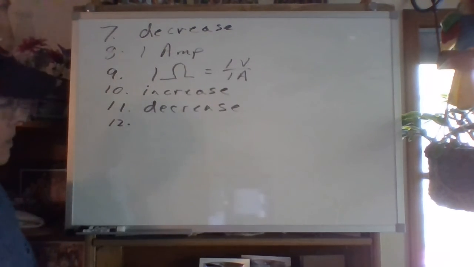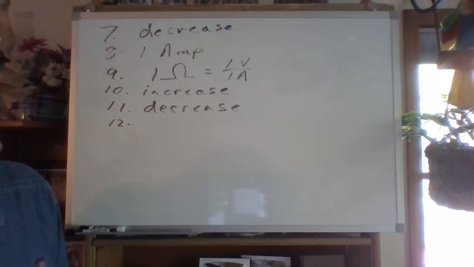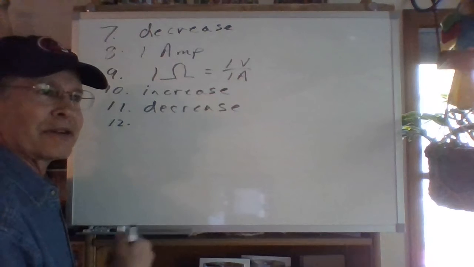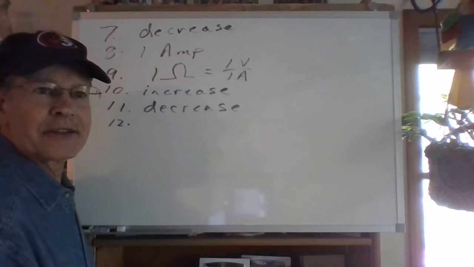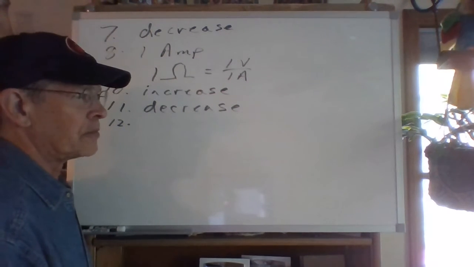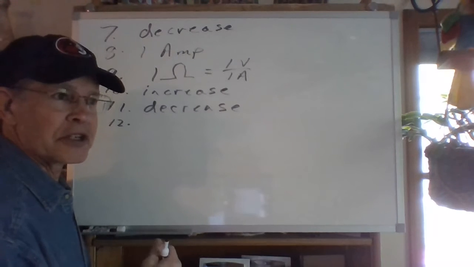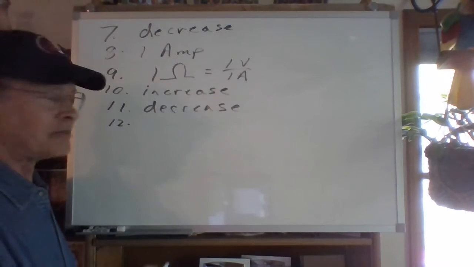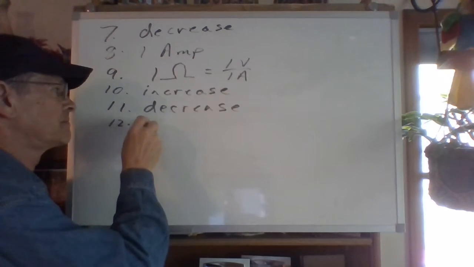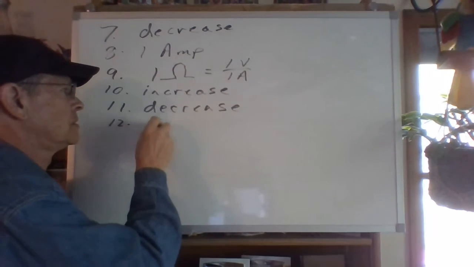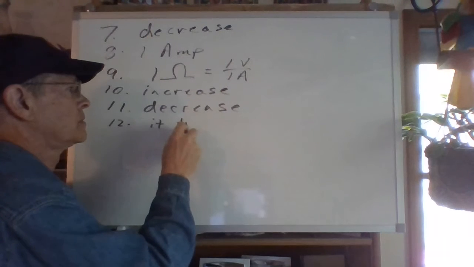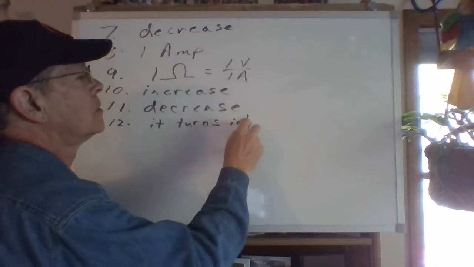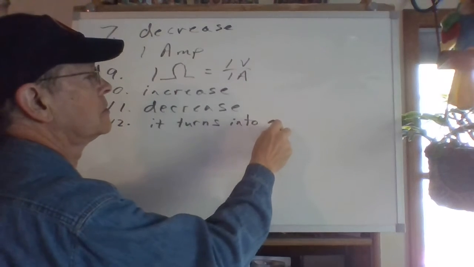Where are we? 12. What becomes of the energy that flowing charges have when they go through a resistor? Well, the whole point of electricity is the energy that it carries. So what happens to that energy when it goes through a resistor? It turns to some other form. Another form of energy.